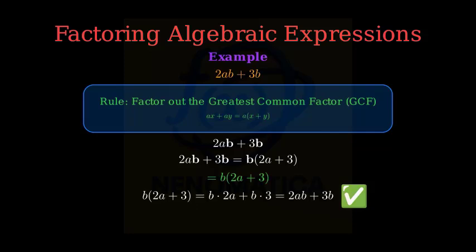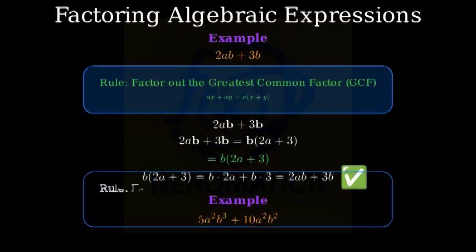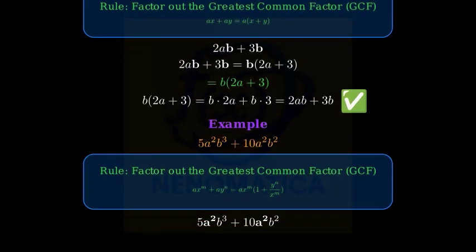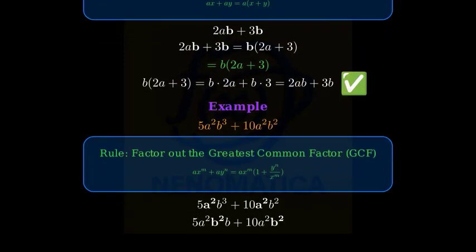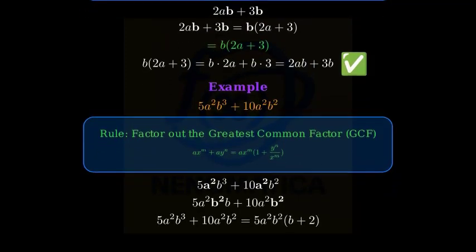Now, let's move on to a more complex example. Here we have 5a squared b cubed plus 10a squared b squared. Again, we need to find the greatest common factor of all terms. Let's analyze this expression carefully. In 5a squared b cubed plus 10a squared b squared, we can see that a squared appears in both terms, and b squared is also common to both terms. So, our common factor is 5a squared b squared.